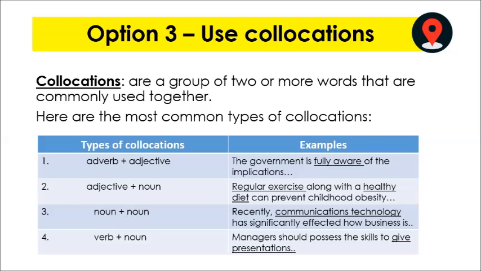Okay, these are also just little excerpts of parts of a sentence, just to give you a variety of selections that I chose from. So communications technology, communications being a noun and technology being a noun. The last one I chose is the verb-noun collocation. "Managers should possess the skills to give presentations." So give, verb, and presentations, noun.